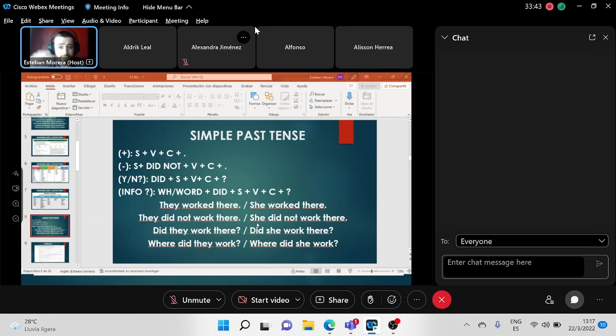Right? I mean, not only the grammatical structure, but also the functions. Okay, the functions of the grammar tenses that we study in class. Simple past tense.